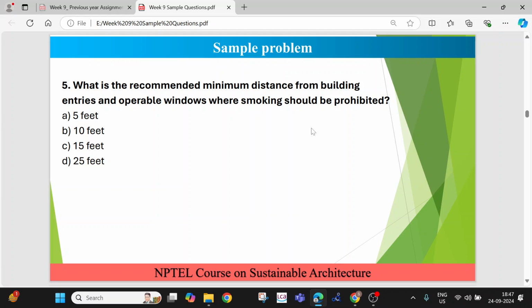Question number 5. Here is question number 5. What is the recommended minimum distance from building entries and operable windows where smoking should be prohibited? So what is the recommended minimum distance that you have to maintain from a smoking zone and the operable windows or building entries? 10 feet is enough, or 15 feet, or 5 feet, or 25 feet? I am talking about the minimum distance. Maximum it can go to anything.